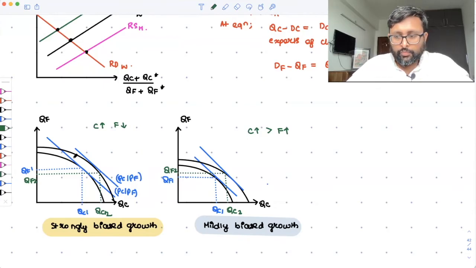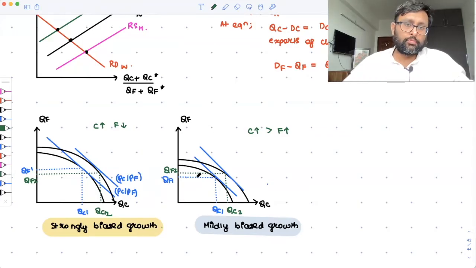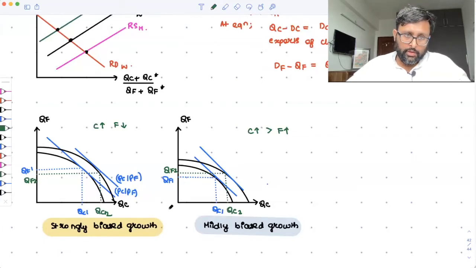So what is going to happen? The growth is biased towards cloth, right? In this case, growth is biased towards cloth, whether it is a strongly biased growth or a mildly biased growth, right? Or whether it happens in the domestic country or the foreign country.